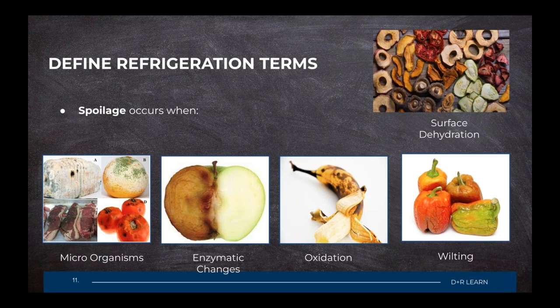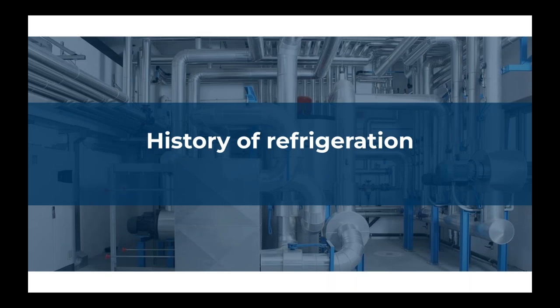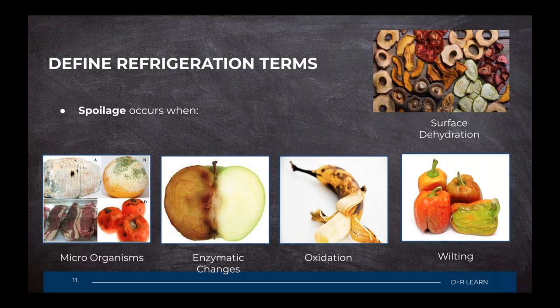But before we jump into that, do we have any questions on some of the different terms that we've gone over here with spoilage and some of the issues that you may have with your fruits, vegetables, produce, meats when storing them, and some of these definitions? No questions in the queue. Okay.